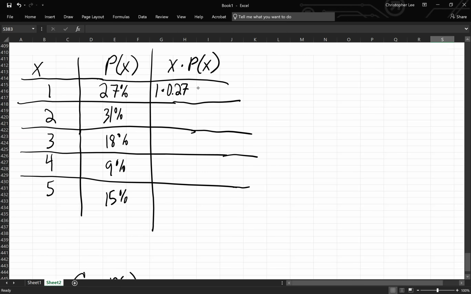When you multiply them in your calculator, you get 0.27. So on and so forth. Next one, you take the 2 and multiply that by the 31, so 0.31. That's going to give you 0.62. Questions on this? No divide, just multiply. Multiply straight across, first column by the second column.